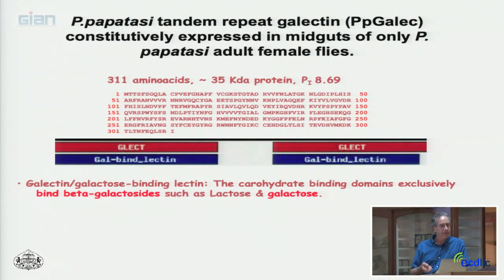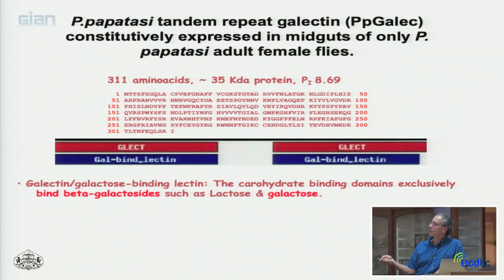So we were looking for a receptor on the midgut of these flies that had some specificity for galactose, because Leishmania major is unique in putting these galactose side chains on its LPG. And in fact, it was very easy to find on the midguts of Phlebotomus papatasi. We were able to clone out a tandem repeat galectin with high homology to mammalian galectins.